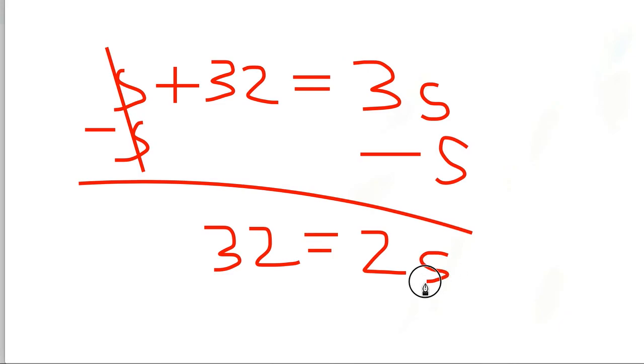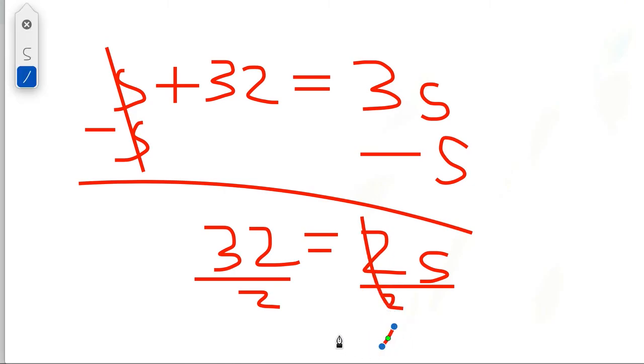So now we're left with this one-step equation. 2 times a number, S, is equal to 32. So if you just use your logic, you can come up with an answer, or you can show the work. Divide both sides by 2 to get rid of that coefficient of 2, and that cancels the 2, leaving you with S. S is equal to 32 divided by 2, 16.